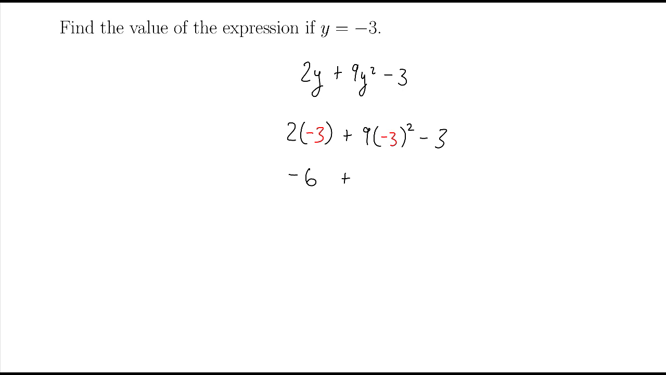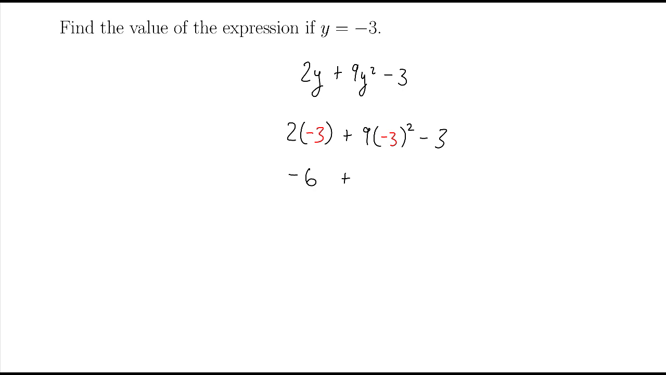Plus, okay, let's deal with this 9 times negative 3 squared. Most of the time, you'll look at that exponential part first, that squared, and take care of that first. And then you would get 9, and 9 times 9 is 81. Okay, but I want to talk a little bit about why we do it that way.